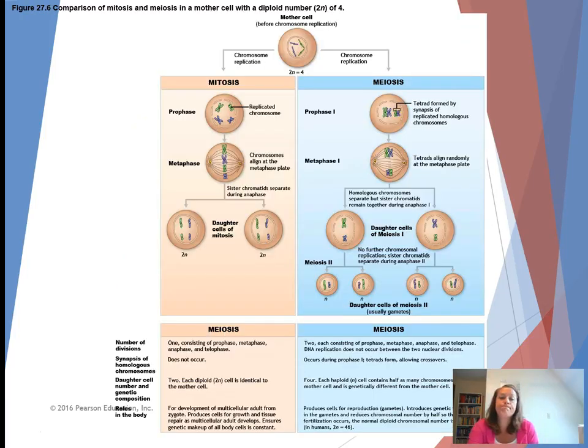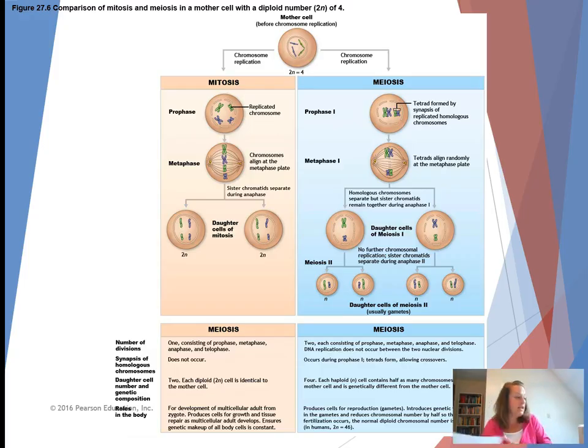Goodness, that was loud. Now, when we want to talk about sperm production in the males, sperm production is regulated by the hypothalamus, the anterior pituitary, and various testicular hormones.